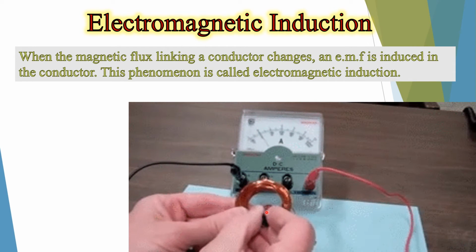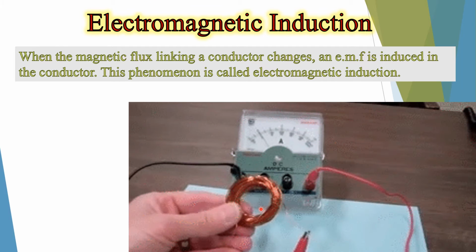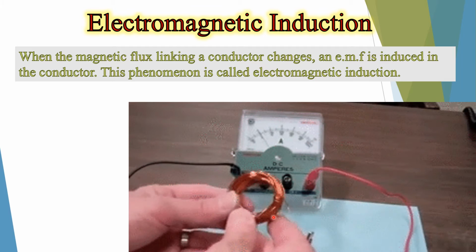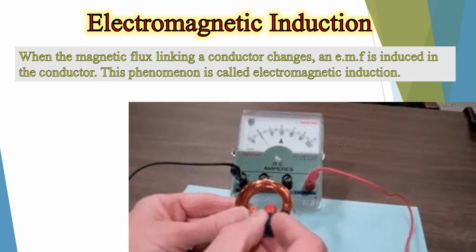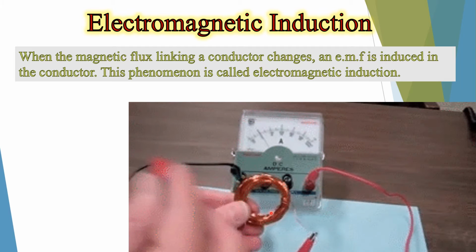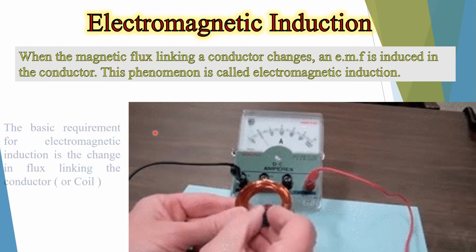Because due to the movement, the magnetic flux through this coil changes, and due to the change in magnetic flux linking a conductor, EMF is induced. This phenomenon is known as electromagnetic induction.